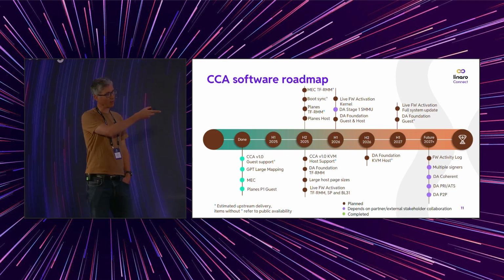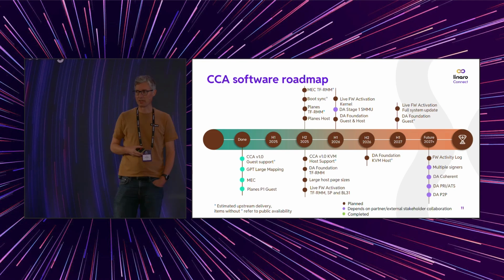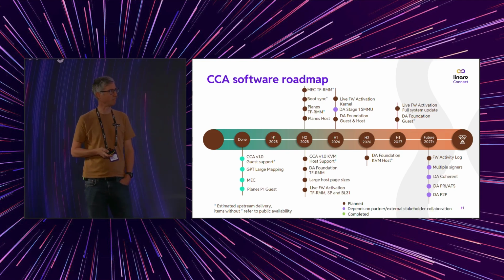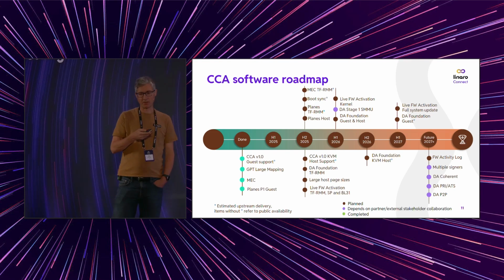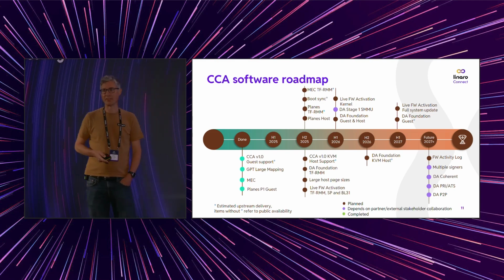Anything else to say here? And as I said, live firmware activation of the various components. I think BL31 is probably more likely early next year than this year, so I need to change that there. And then H1 next year is the completion of the foundation DA stuff, and then all the advanced DA use cases will be coming later on. The advanced DA use cases also somewhat depend on collaboration with external parties, because there's a particular partner who's the only partner with hardware that supports some of these advanced features, so we're expecting them to do a lot of the heavy lifting there.